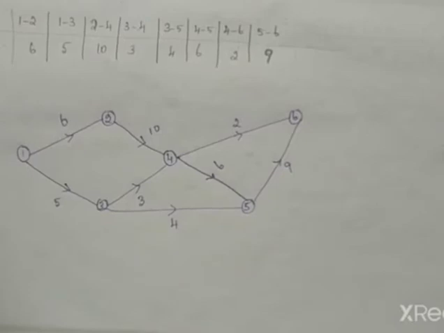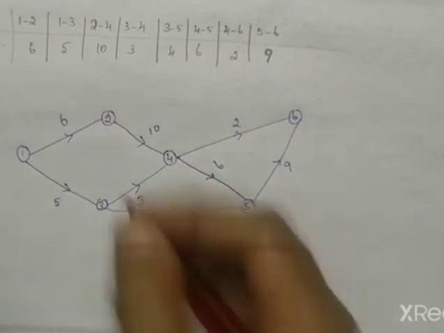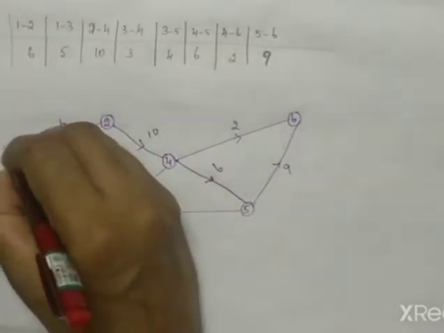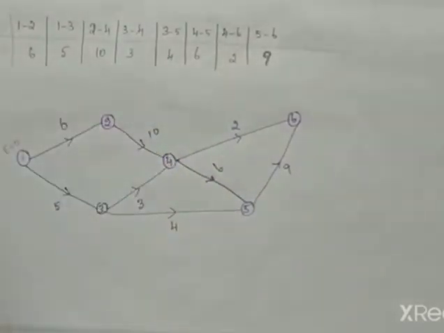Now listen: to calculate the E value and L value is important to find the critical path. We have to start with the first activity. For the first activity, you have to assume that the E value will be 0. So first you write E is equal to 0.